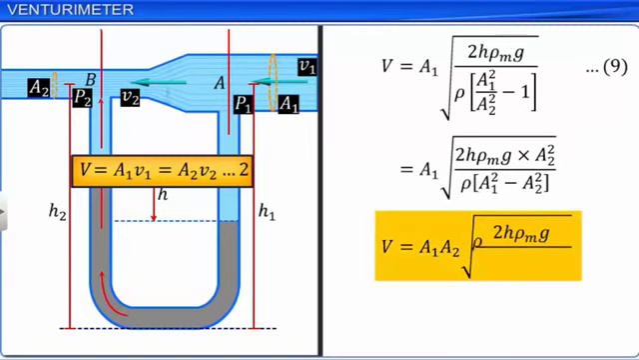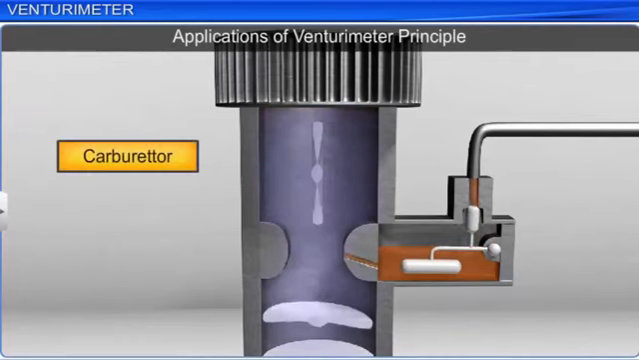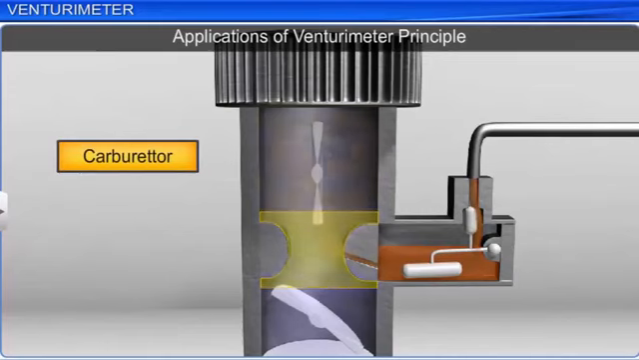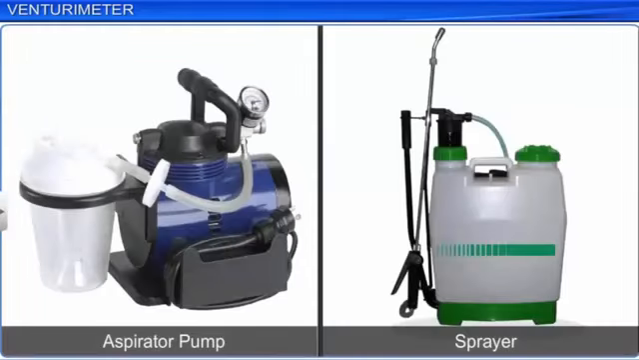The principle behind the venturimeter finds many applications. The carburetor of an automobile has a venturi channel or nozzle through which air flows at high speed so that the pressure is lowered. The petrol is sucked up into the chamber to provide the correct mixture of air to fuel, which is required for combustion. Other devices that work on this principle are aspirator pumps and sprayers used to spray insecticides.